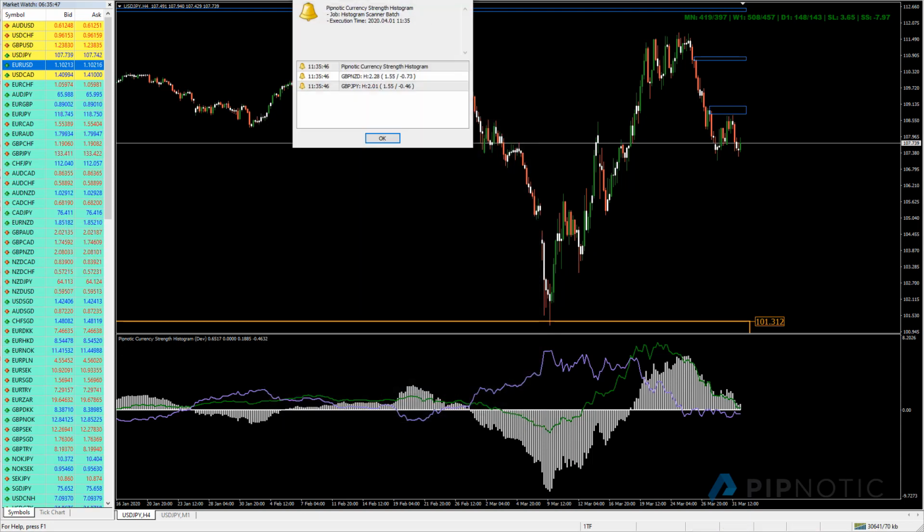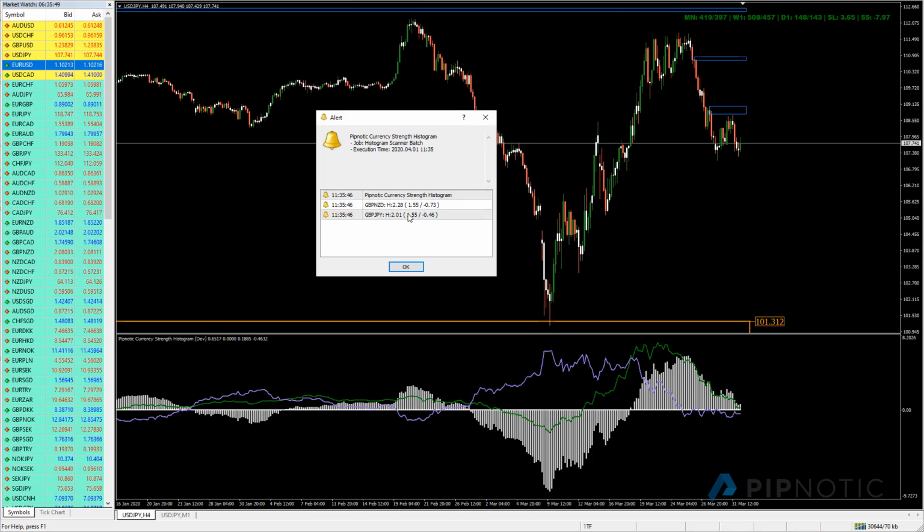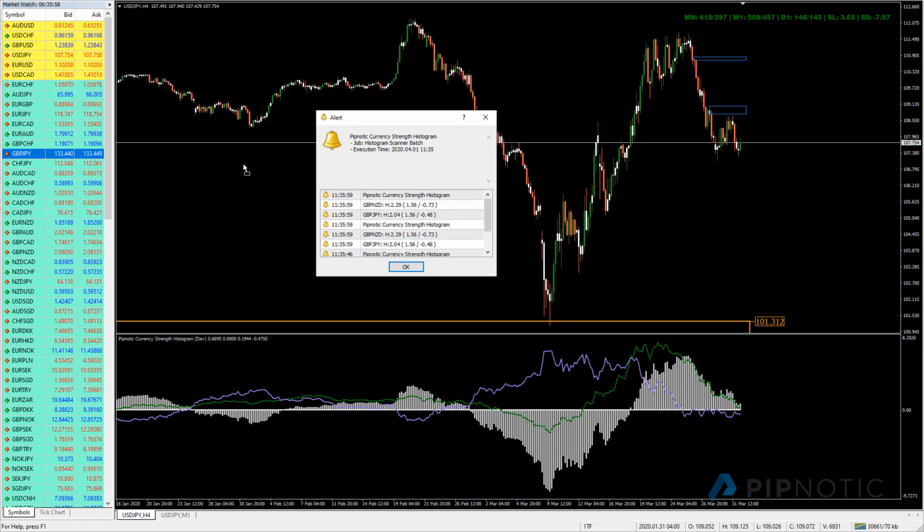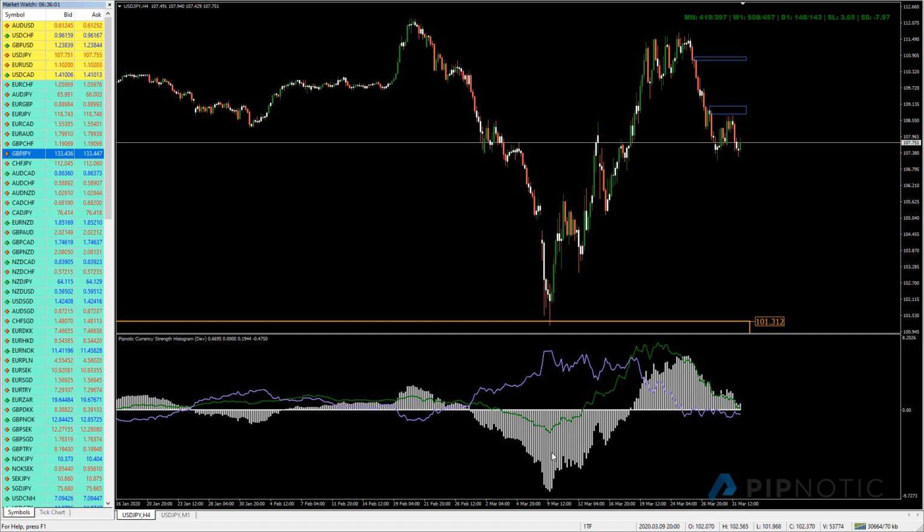Let's try 2. Okay, so here we have something. We have the pound Kiwi dollar and the pound Japanese yen. Let's have a look at the pound Japanese yen. Here it is. You put it on there. Let me reset this here.